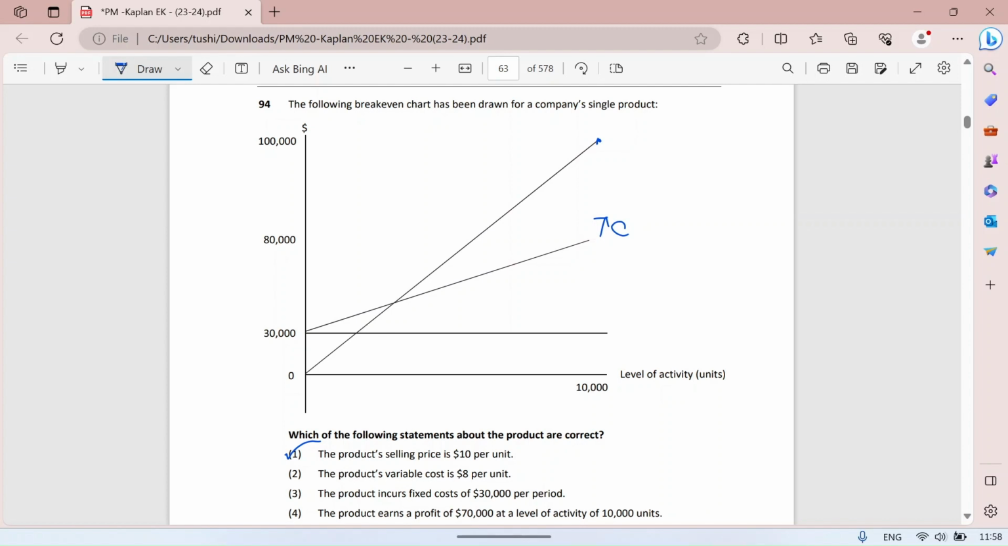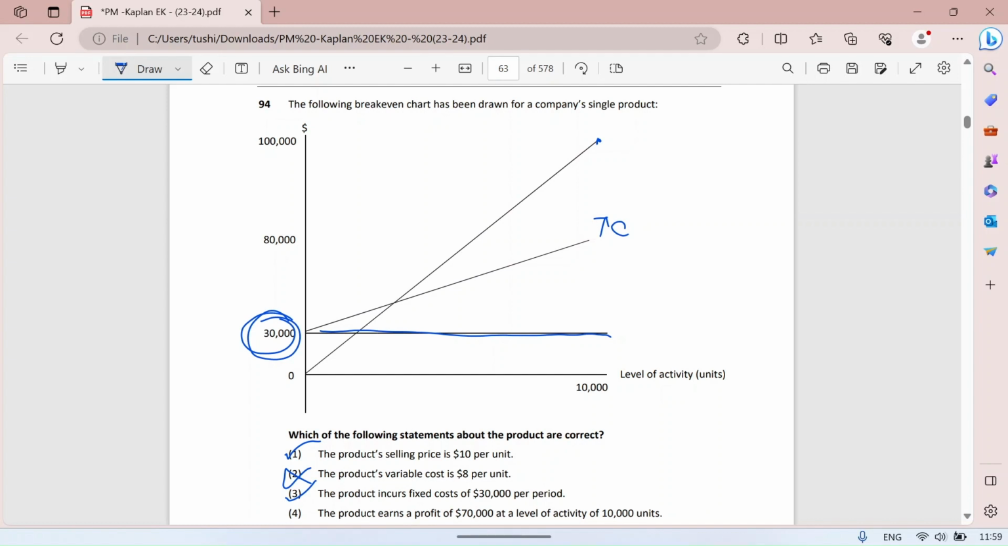So if you subtract your fixed costs, which I can see over here are $30,000, from 80,000, you have 50,000. So that means your variable cost per unit is $5 instead of $8. That is why this statement is wrong. Moving on to the third one, the product incurs fixed costs of $30,000. This is absolutely correct. It starts at $30,000. That means this is the fixed cost that we incur whether we are producing anything or not.